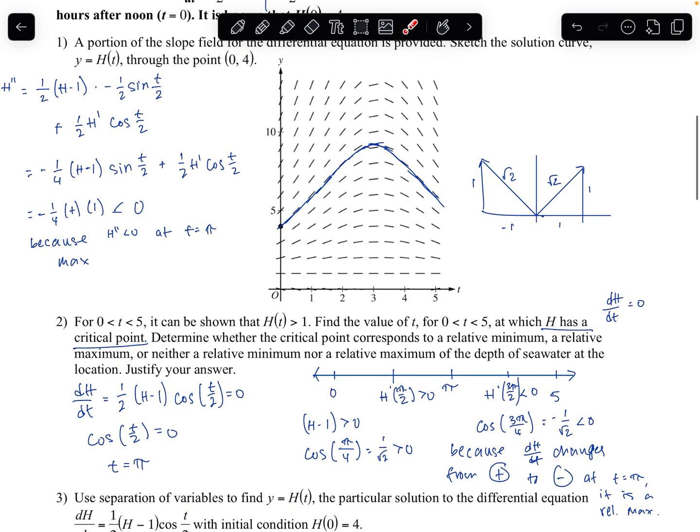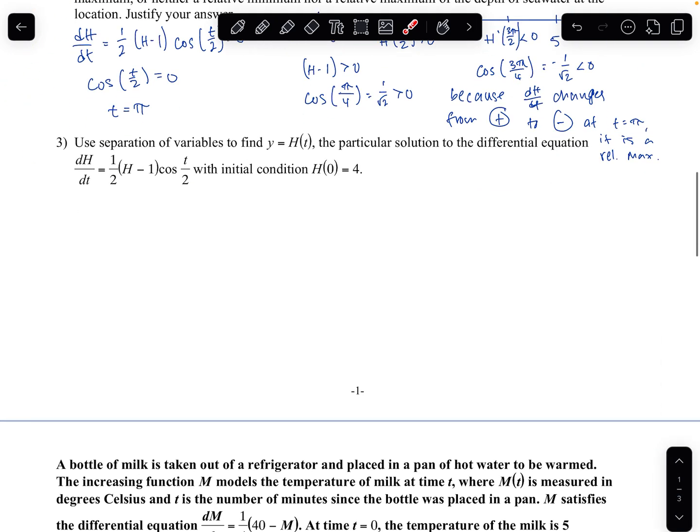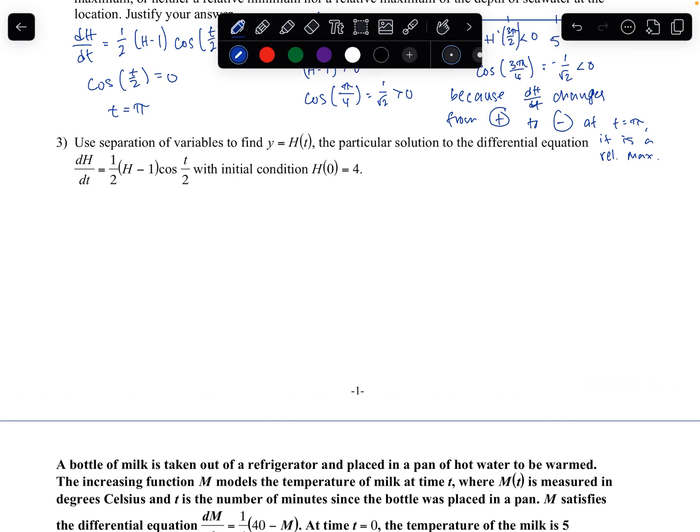All right, let's go to 3. For 3, use separation of variables to find y equals h of t, the particular solution to the differential equation given here. So now we're actually finding h of t at 0, 4. So we're going to have to use separation of variables. What am I going to separate here? I'm going to separate this part.